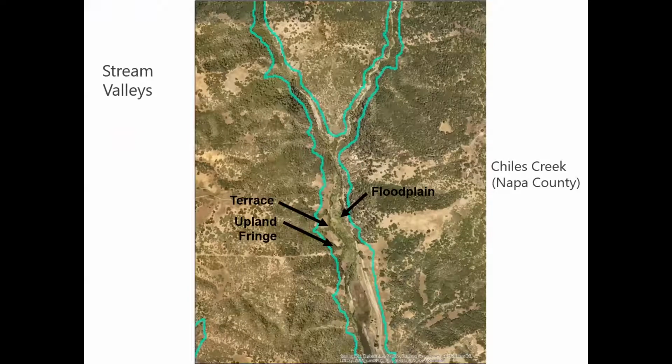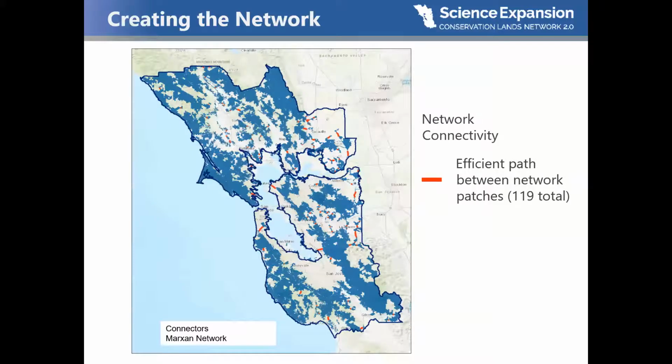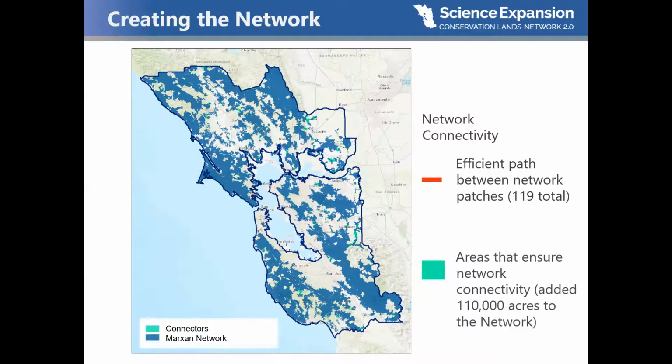Here's a close-up view of that modeling effort. You can see the floodplain in this map, and you can see how we've gone up to the upland fringe. This is exactly the area that we want to make sure there's plenty of room for the river to do its thing. One more enhancement, we wanted to make sure that the network itself is actually connected. So we mapped efficient pathways between the network fragments where they've been fragmented. And we add those in as a separate category called areas that ensure a connected network.